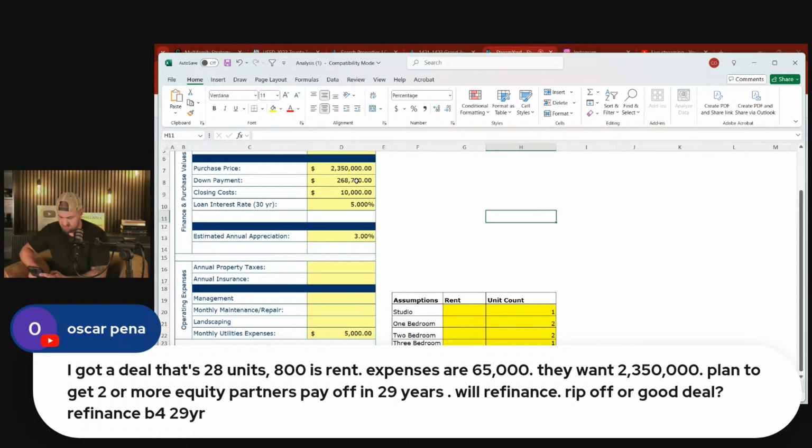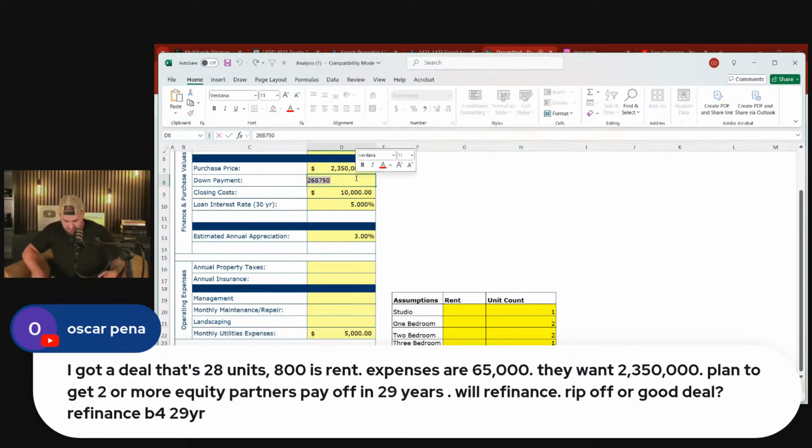This is interesting. So we go 2350 times point. We're gonna assume 25% down for this. I don't know if that's what we're looking at, but that's gonna be our assumption. 587,500. I'm gonna say this is gonna cost us at least $20,000 in closing costs. Loan interest rate, we're gonna go to market rate again. Don't have all the inputs, so I'm making some assumptions.